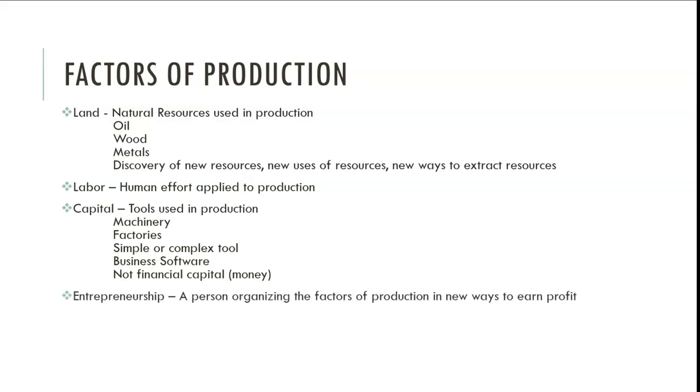And then the last category in factors of production is entrepreneurship. This is the person who needs to organize those other factors of production in a way to earn profit. So we can have oil, we can have metal, we can have people available, we can even have machinery, but if we don't have an entrepreneur, someone who's organizing those factors, hiring people, starting a business, coming up with an idea, we're not going to have much production.